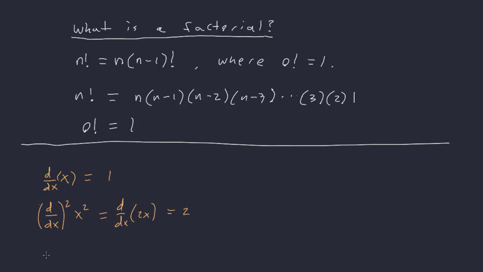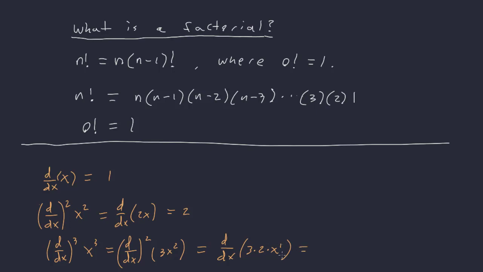Okay? Then I'll take the third derivative of x to the third. Well, I'll take the first derivative, and I'll still need to take the second derivative of 3x squared. Then I'll take the next derivative. So the derivative of 3x squared, I'm going to bring the 2 down. So let me write it like this: 3 times 2 times x to the 1. And then when I take the next derivative, that just becomes a 1. So you get 3 times 2 times 1. Okay.